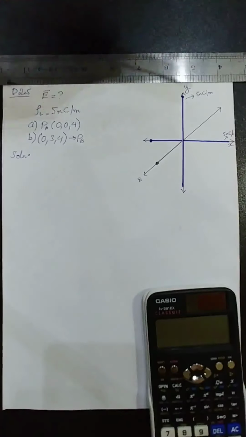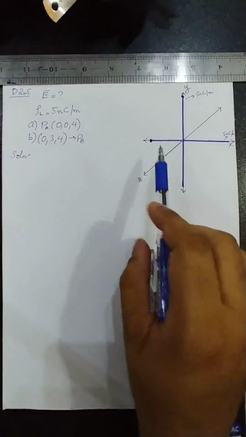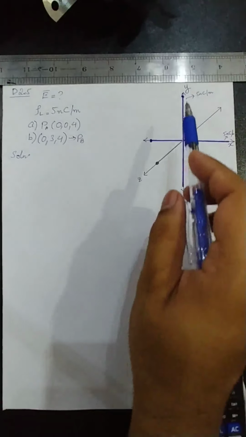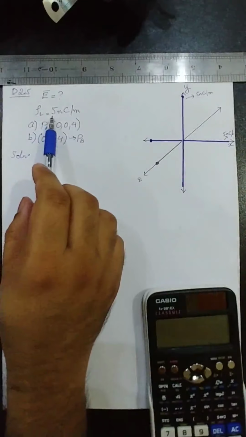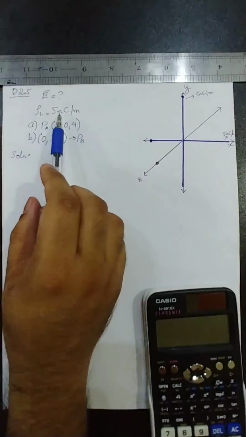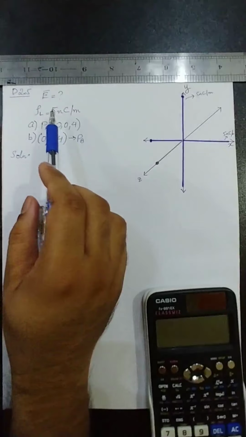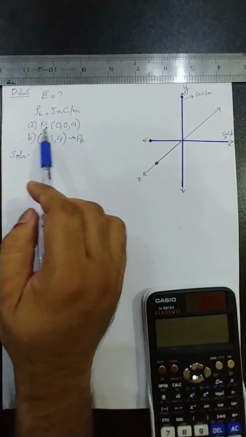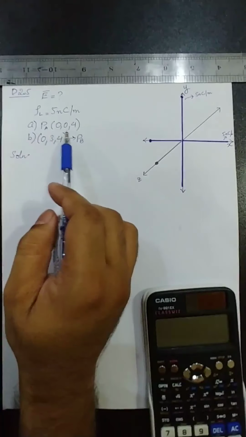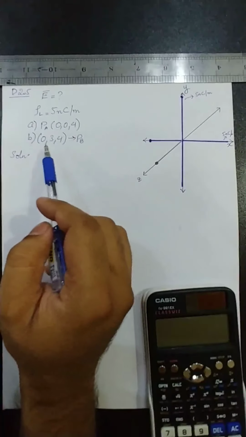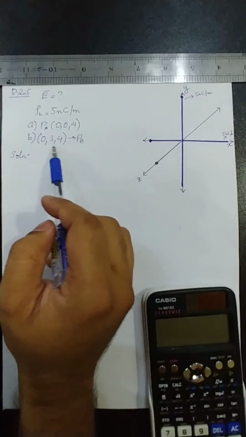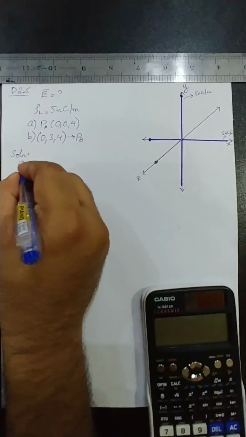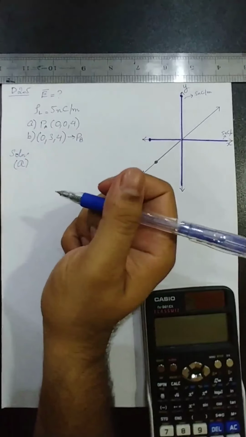due to two infinite line charges, one lying on the entire x-axis, the other lying on the entire y-axis, and both have the same magnitude, which is given as 5 nanocoulombs per meter. So that's the charge distribution, and the field point in part A is given to be PA with the coordinates 0, 0, 4, and in part B the coordinates are 0, 3, 4, and we will call this point PB. So let's see how to solve the first problem, that is part A.